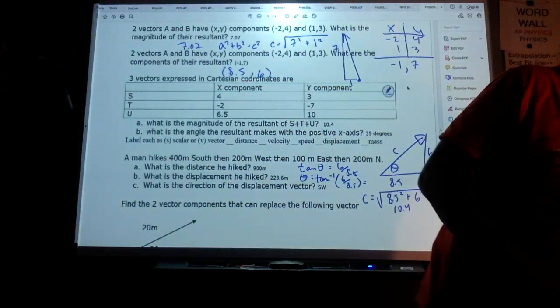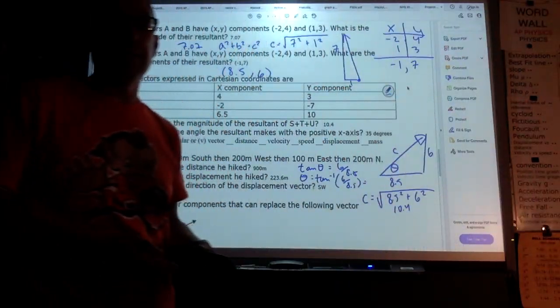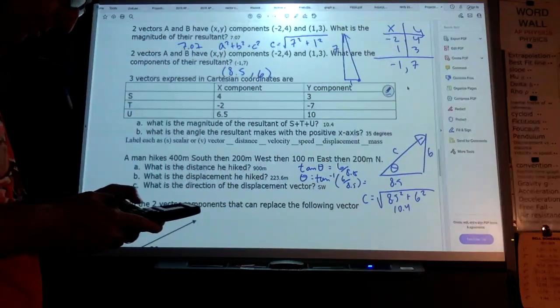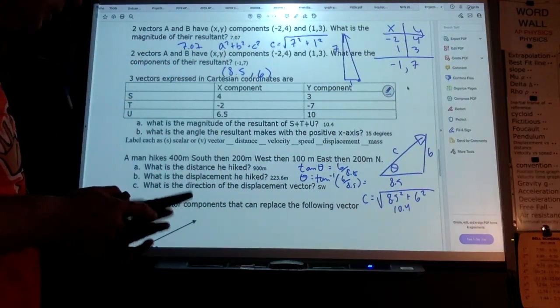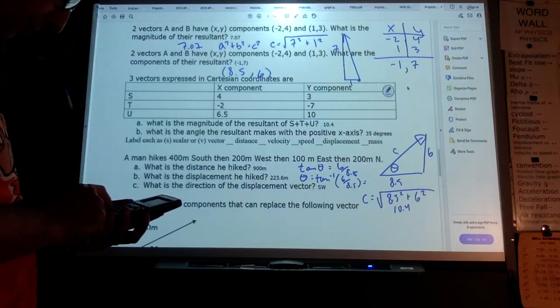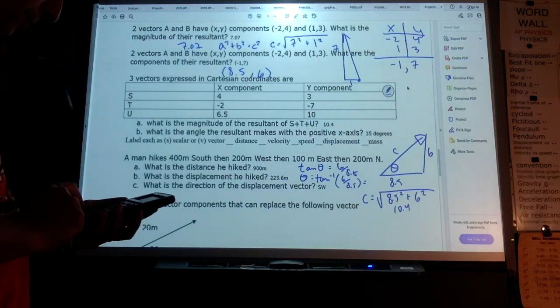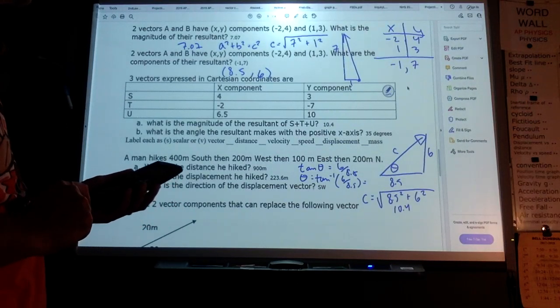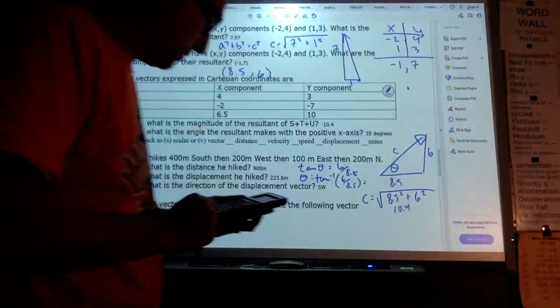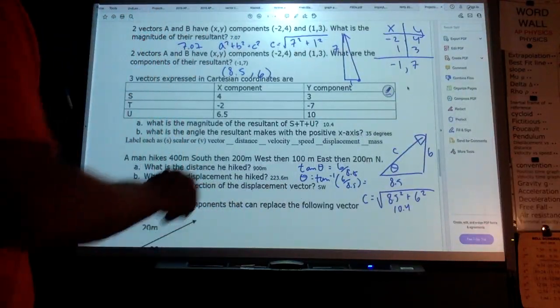Again, make sure you're in degrees, although if you've been working along in this and haven't taken a break, you should have been in degrees the whole time. I know I sound like a broken record, but at some point you're going to be in radians in math. So I got 35 degrees, like it said.